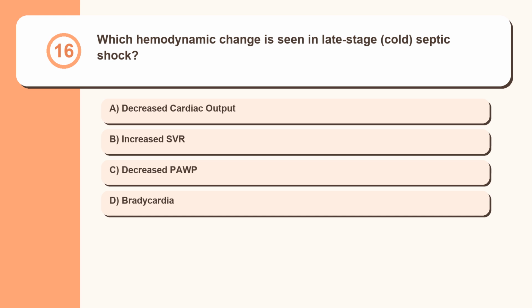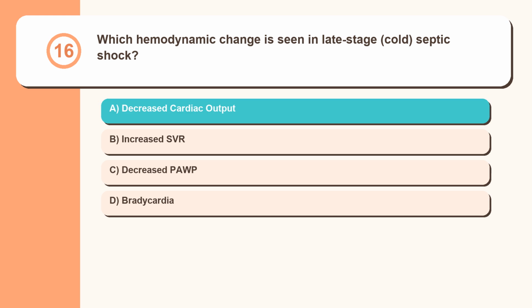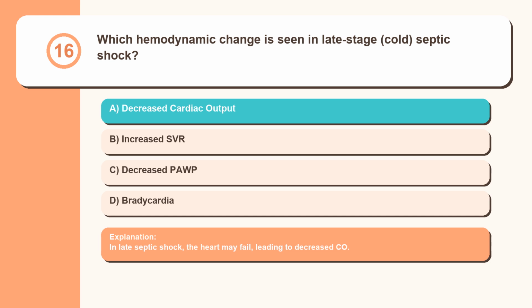Question 16. Which hemodynamic change is seen in late-stage, cold, septic shock? Decreased cardiac output, increased SVR, decreased PAWP, bradycardia. In late septic shock, the heart may fail, leading to decreased CO.